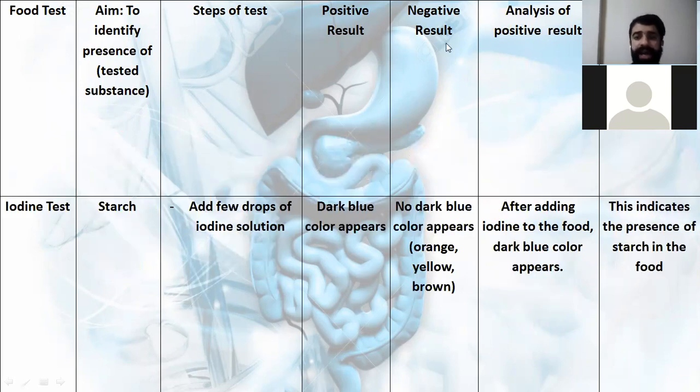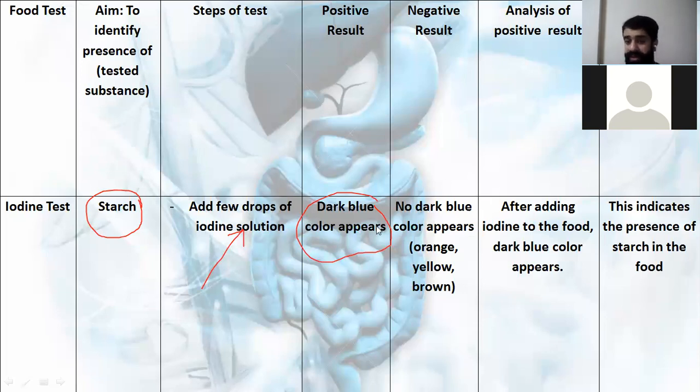Let's move to the second test, the iodine test. The iodine test is done to identify the presence of starch. The steps are simple: add a few drops of iodine solution. If the result is positive, a dark blue color appears. If it's negative, no dark blue appears. It remains brown, orange, or yellowish in color. Analysis of the positive: after adding iodine to the food, a dark blue color appears. This indicates the presence of starch.